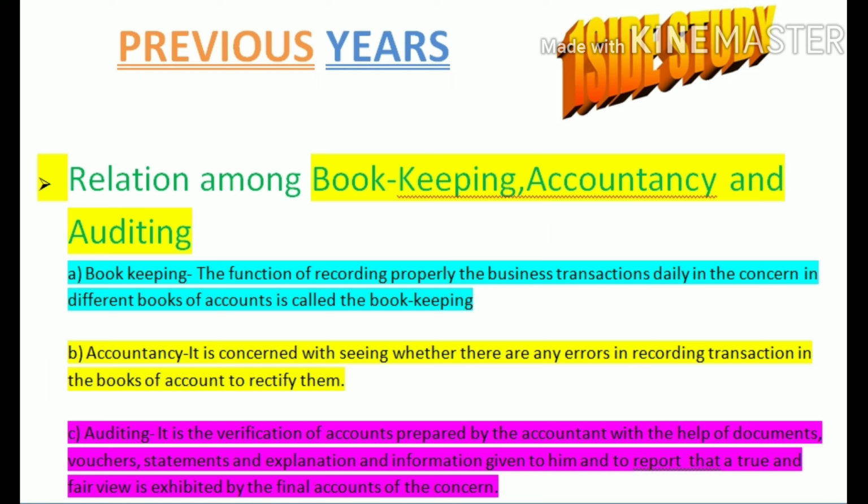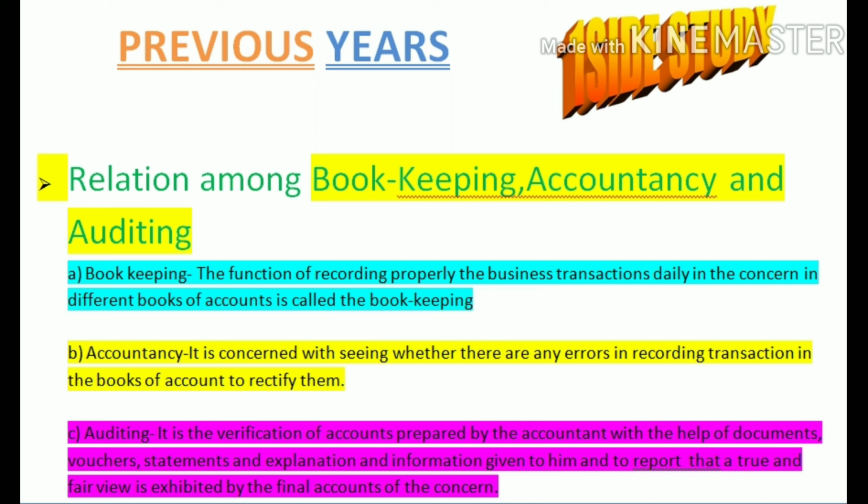This is also a very important question, that is, relation among bookkeeping, accountancy and auditing. So let's start with the points. It is bookkeeping. It is only the business transaction recording in daily basis of the concern in different books. It is generally done by the paid employees of the concern. It is very simple. It is known as keeping the book of entries in perfect manner. That means if any error occurs, then we need to rectify those in the transactions with the help of accountancy.